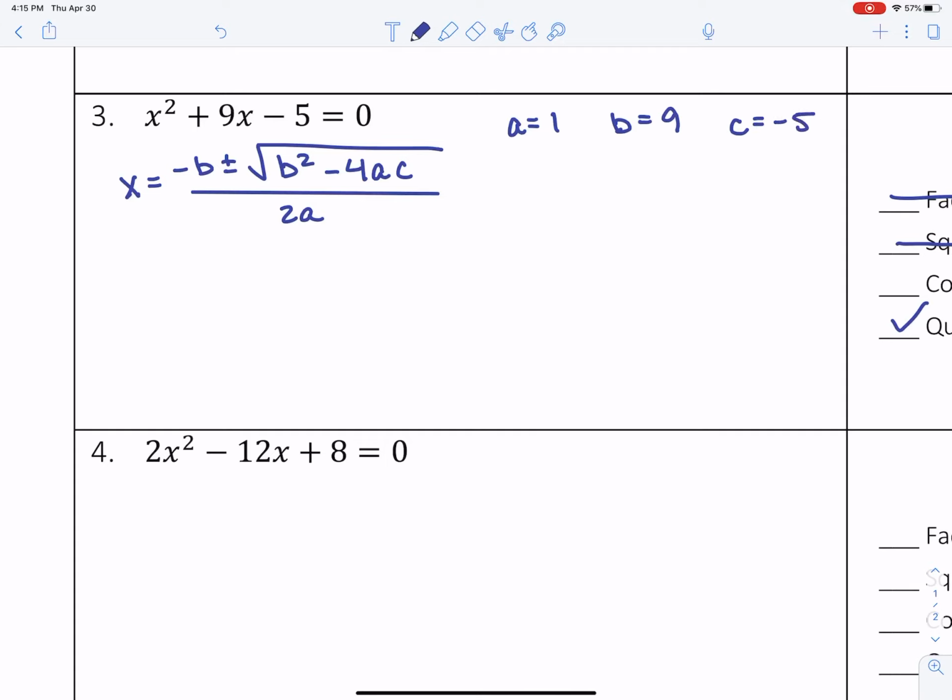At some point, you guys are going to get so pro at this that you won't have to do those little steps.